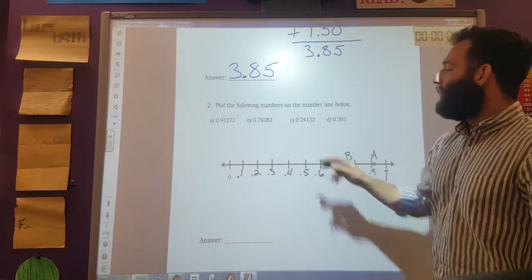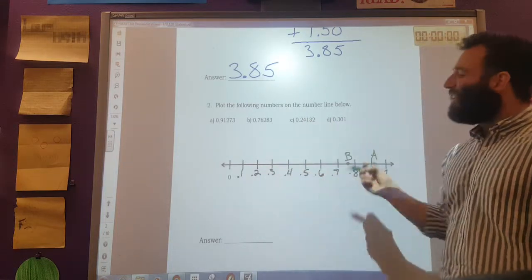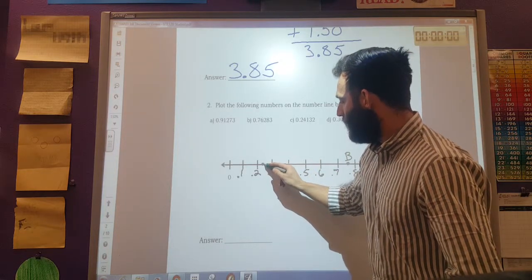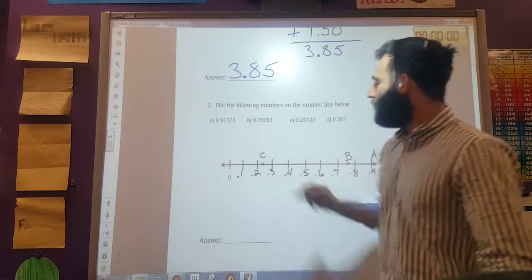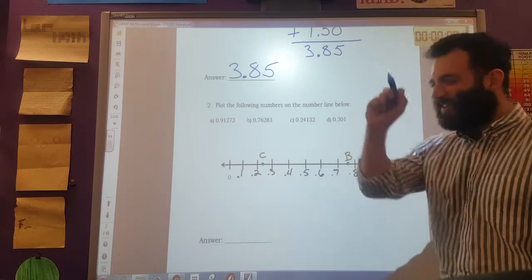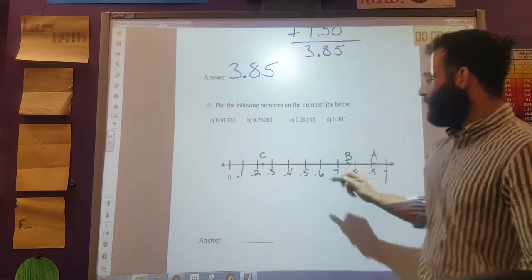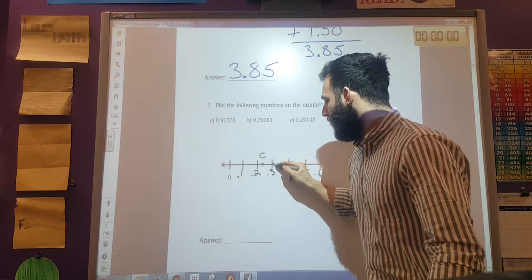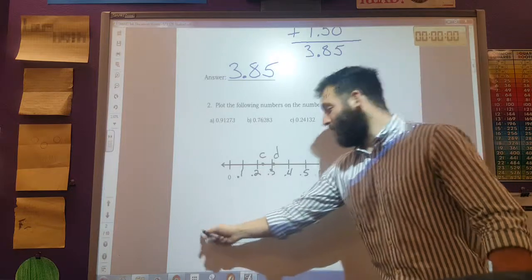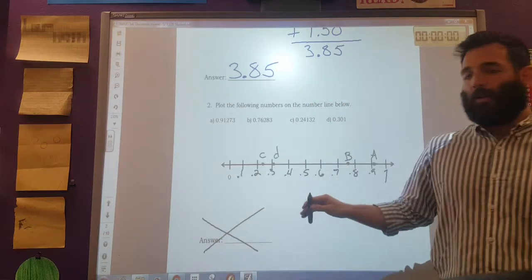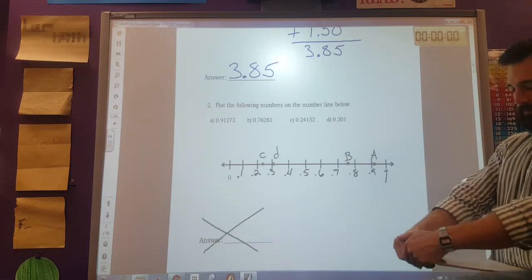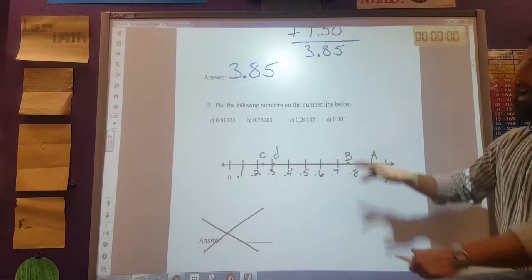Now my point C is in between 2 tenths and 3 tenths, and I see that it's a little bit less than halfway in between. So this is going to be right around here with the letter C, and then D, 3 tenths, just a tiny bit higher than 3 tenths, and that's going to be right about here, and that is letter D. And obviously there's no answer to fill in here, so you get rid of that. And then flip the page.